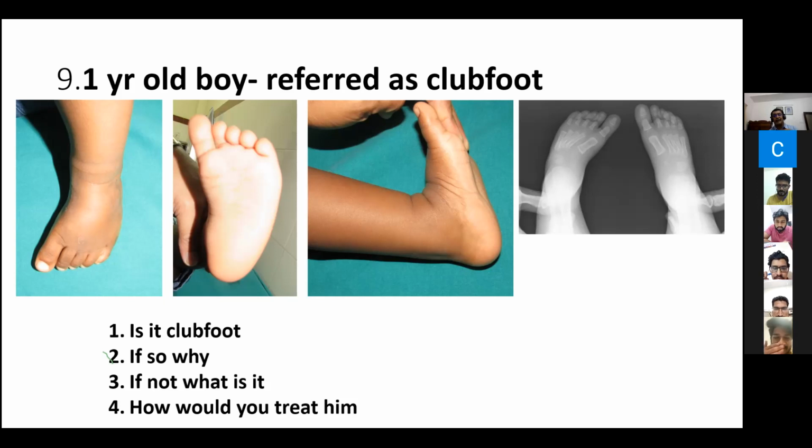Conservative treatment, yes. Most of the time you don't need to do anything. But sometimes the deformity you need to correct with serial casting. So what is the method of serial casting you use? What is that famous author's method? Reverse Ponseti? No, reverse Kite's. Ponseti is used for what?